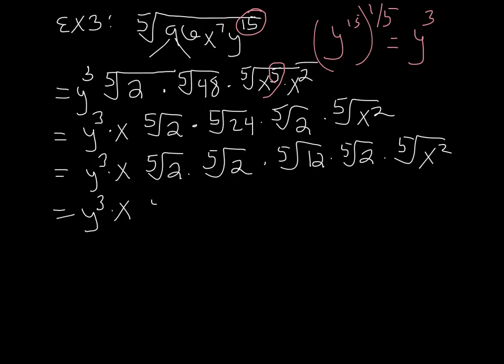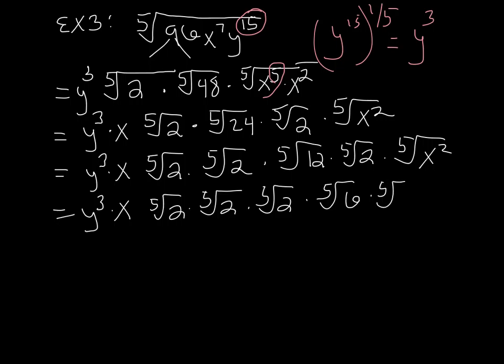So each time you reduce, you can see I'm moving my 2's out front here. And now we break down the 12. So I'm going to say the 5th root of 6 times the 5th root of 2. And then, of course, we still have that x squared on the outside. I apologize for the handwriting. It's a little hard with the stylus with those roots.